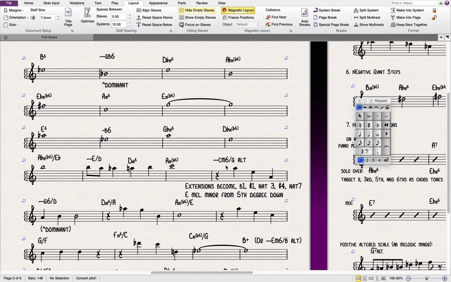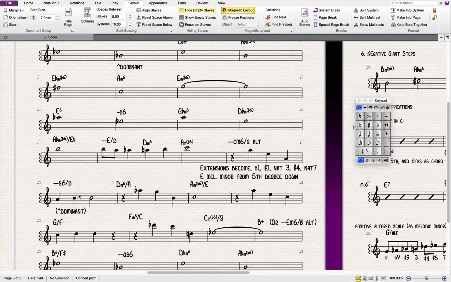I guess that was accessible in certain things, but if you look at the rest of the extensions, you have a flat 1, a natural 3, and a natural... I mean, these are bizarre notes to be playing over a C minor 6 chord, and we're making notes sound accessible that wouldn't otherwise be accessible to us. I'll get back to this later, because later in the lesson I have something on the altered scale. So I'll go over that more later.